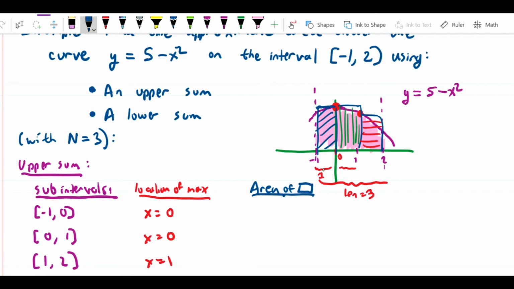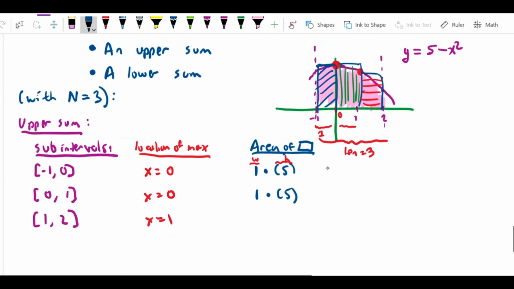So the area of the first rectangle is, we know that it has a width of 1, so it's 1 times the height at x equals 0. The function is 5 minus x squared, so when I plug in 0 for x, I just get 5. This is the width, and this is the height of the rectangle. So the area of the second rectangle is going to be 1, because they're all of width 1, times 5, because we've chosen, once again, the maximum at x equals 0, and it's going to be the same y value.